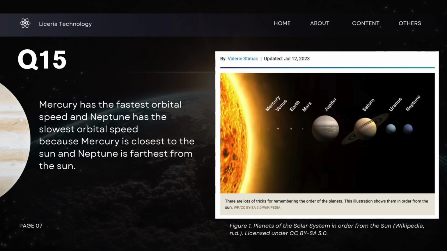I looked at a diagram of the solar system and noticed that Mercury is the closest planet to the Sun, and Neptune is the farthest. Based on their positions, we can understand that Mercury moves faster in its orbit, while Neptune moves slower. This matches Kepler's second law, which tells us that a planet closer to the Sun moves faster.